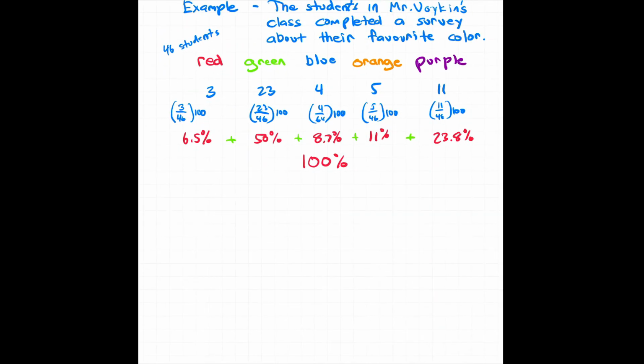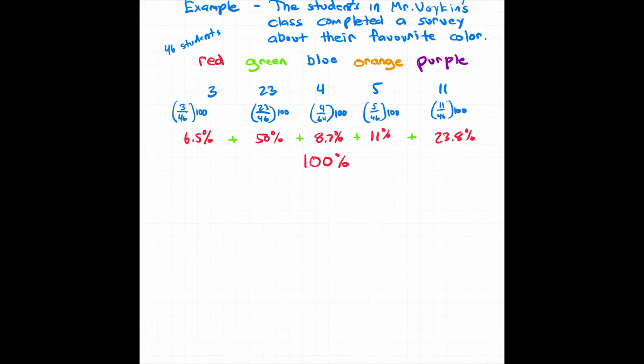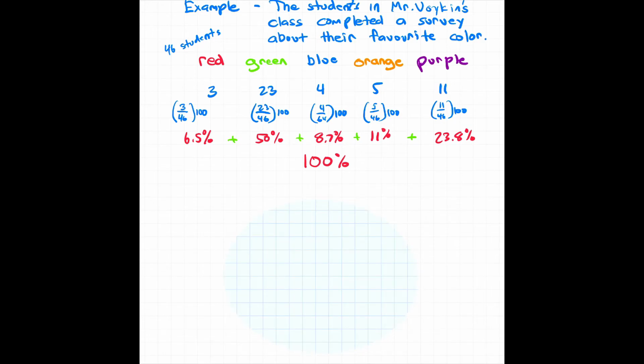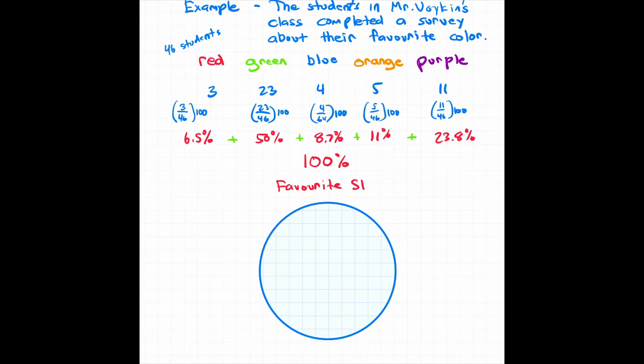So now to make a pie chart, we're going to start off by making a circle. That's not really a circle. Let's try one more time. We're going to start off by making a circle. Beauty. Okay, and then we're going to give it a title. So favorite student colors.